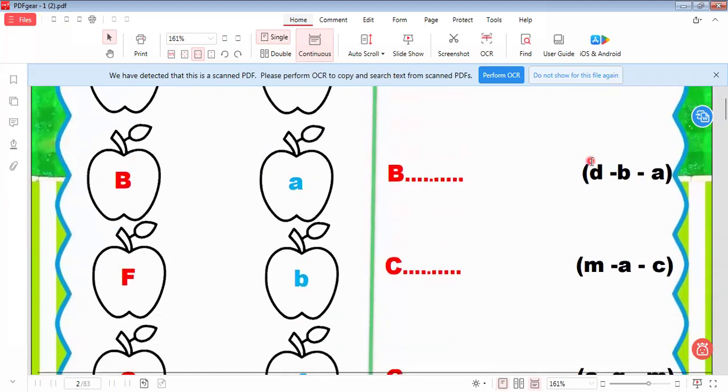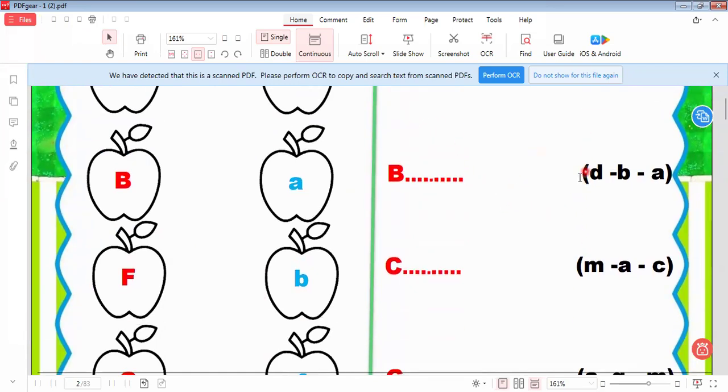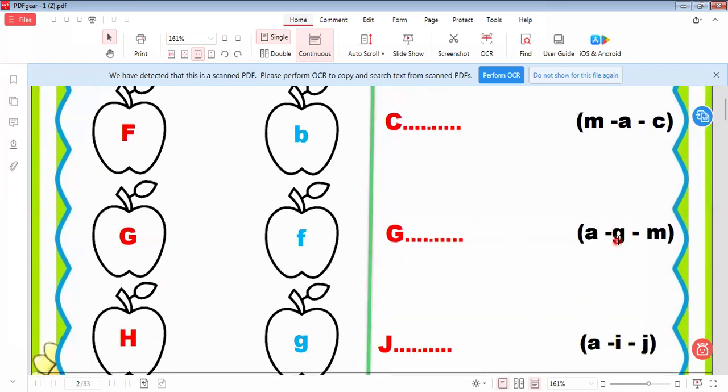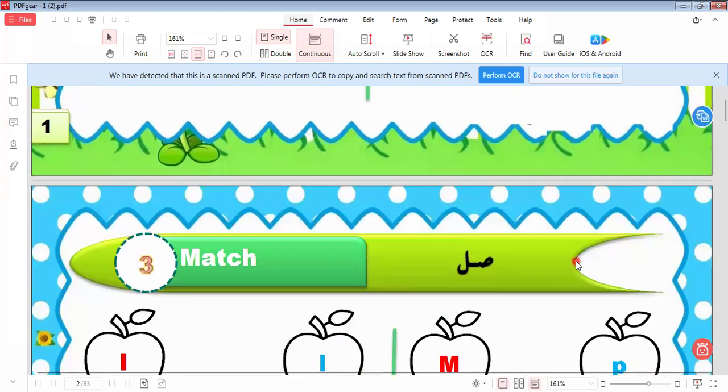Let's go to another question here. Here is capital A. Where is small a? This one. You are clever pupils. Here is capital B. Where is small b? This one. Capital C. This is small c. Capital G. This is small g. Capital J. This is small j. Let's go to another one.